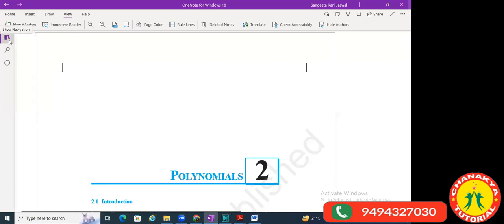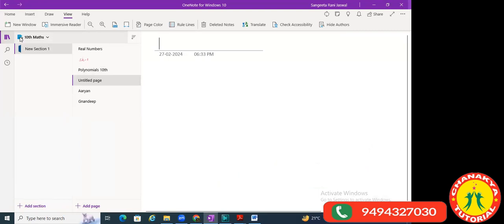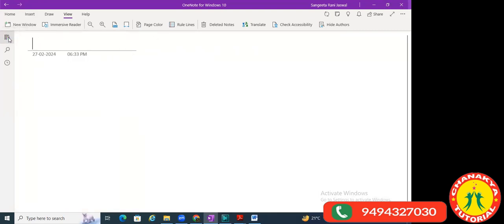Okay, let's open another page. This is polynomials. Right. Now, what is a polynomial? We can write down: polynomial is an algebraic expression.